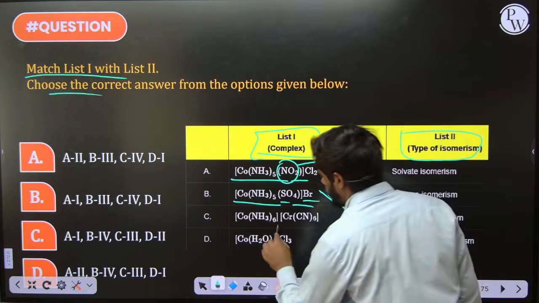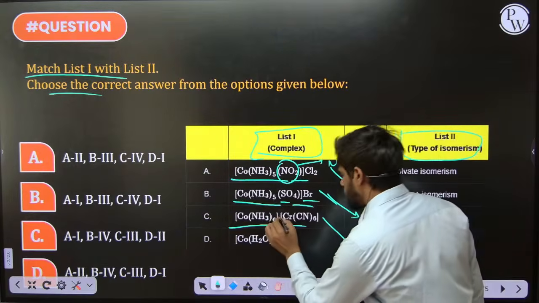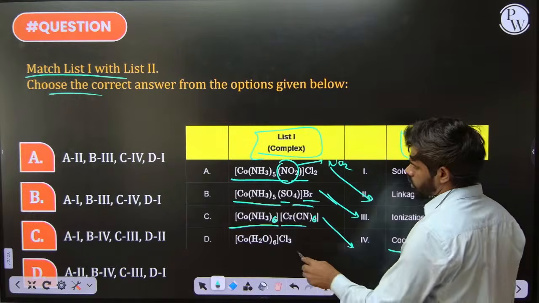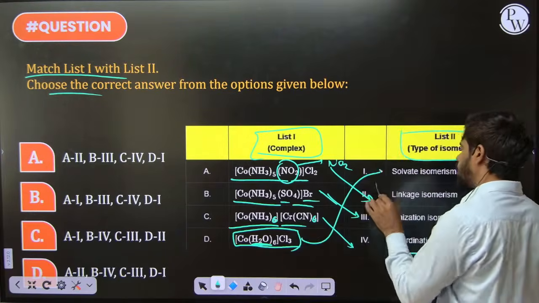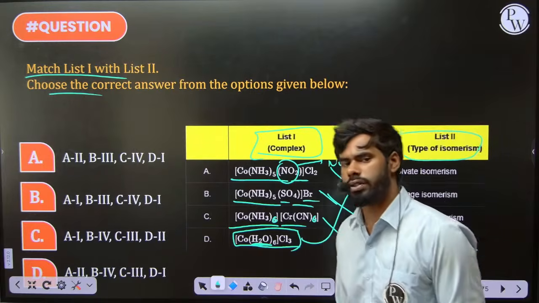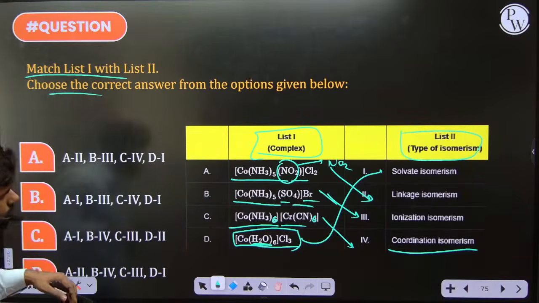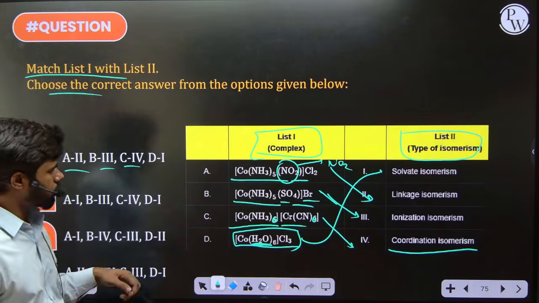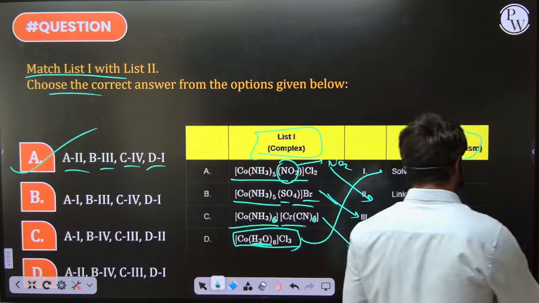This has 2 complexes, that is, 2 coordination spheres, this is 6, this is also 6. So we can say coordination isomerism is possible. For the hydrate molecules, we can say it is solvate. Hydrate isomer is also known as solvate isomer. So A matches with second, B matches with third, C matches with 4, and D matches with 1, so the first option is correct for this question.